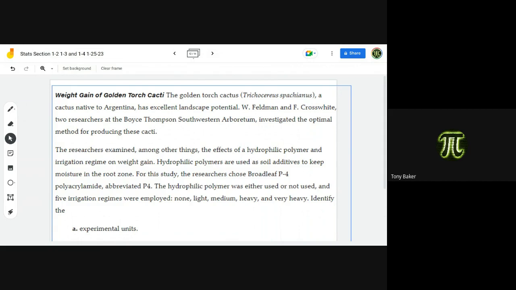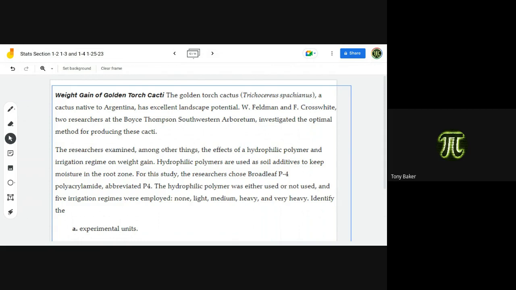Hydrophilic polymers are used as soil additives to keep moisture in the root zone. For this study, the researchers chose broadleaf P4, a polyacrylamide, abbreviated P4. The hydrophilic polymer was either used or not used, and 5 irrigation regimes were employed: none, light, medium, heavy, and very heavy.